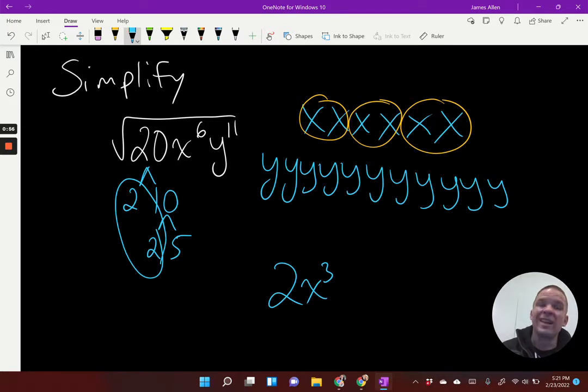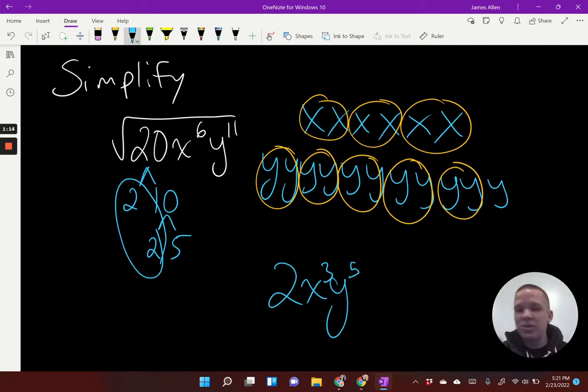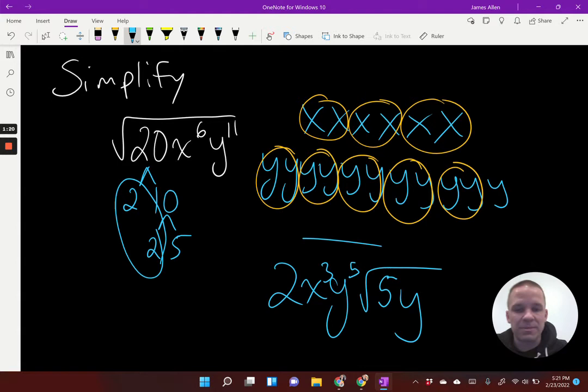Oh boy. 11 y's, right? Y to the 11th is y times y times y 11 times. Okay. So how many pairs do I have? I got a pair here. I got a pair here. 3, 4, and 5 pairs of y's. I like it. So we got y to the 5th. But what happens to that little y that's just chilling on the end? Just like that 5, we're going to pop it back in the radical. So I have 5y in my radical. That is my final answer.